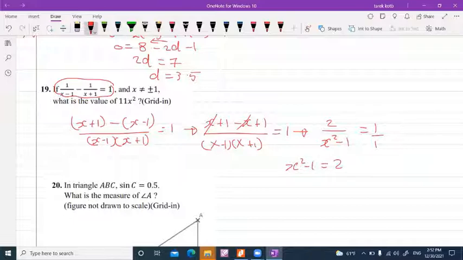Okay? So take this to the other side. It will be x squared equals 3. And since you need to get 11x squared, multiply this by 11, so 11x squared equals 11 times 3, which is 33.